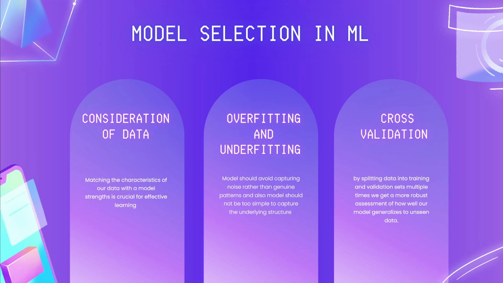And the next aspect to consider is overfitting and underfitting. One pitfall to watch out for is overfitting and underfitting. Overfitting occurs when the model learns the training data too well, capturing the noise rather than the genuine pattern. And underfitting, on the other hand, happens when the model is too simple to capture the underlying structures.